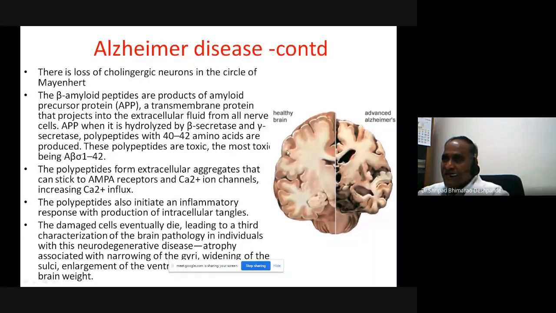This is a healthy brain. You have so many gyri and sulci. You can just see that it's so nice, a smooth brain. The other one has become smaller because there is a loss of the neuronal cells. This is an advanced Alzheimer's brain on this side, and you have a healthy brain on this side. You can just compare the number of neurons. So that is what happens in case of Alzheimer's disease.